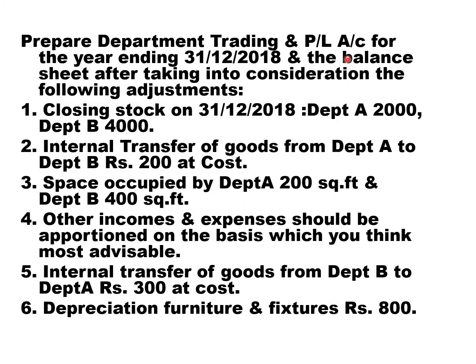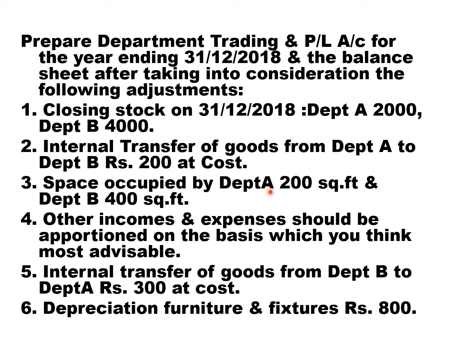Prepare departmental trading and PL account for the year ending December 18 and the balance sheet after taking into consideration the following adjustment. Closing stock on 31/12/18, Department A 2,000, Department B 4,000. Internal transfer of goods from Department A to Department B 200 at cost. So Department A gives, Department B receives. Department A gives credit, Department B receives debit. Debit the receiver, credit the giver. So 200 will come in debit side of B, 200 will come in credit side of A.